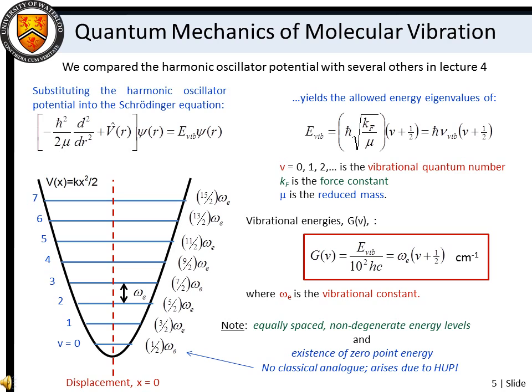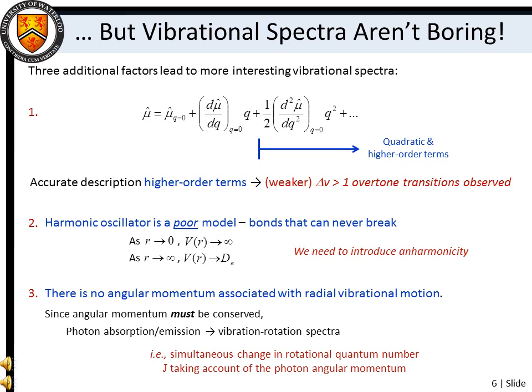Thus we see that the harmonic oscillator model predicts equally spaced, non-degenerate vibrational energy levels, and that the lowest energy level, where v equals 0, has an energy of 1/2 omega e. This gap between the lowest quantum state and the minimum of the potential energy well is known as zero-point energy. It arises due to the uncertainty in position and momentum as described by the Heisenberg uncertainty principle. The harmonic oscillator model predicts that all vibrational transitions will occur at exactly the same energy.